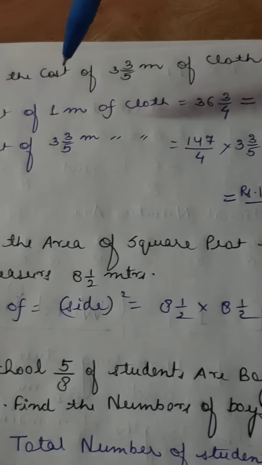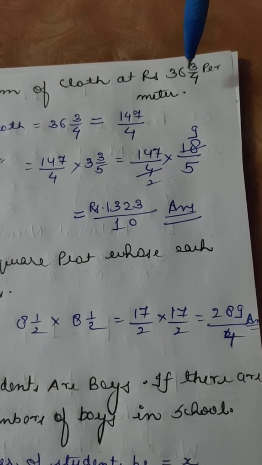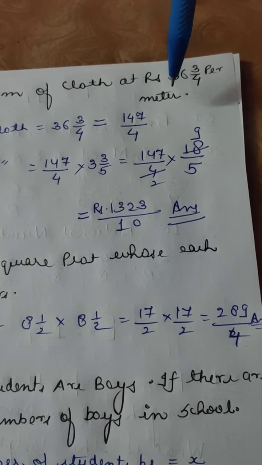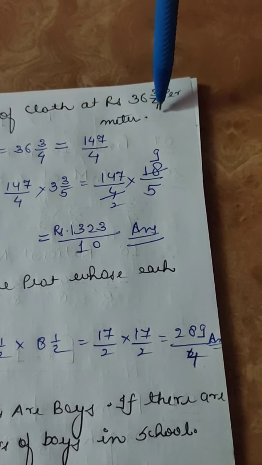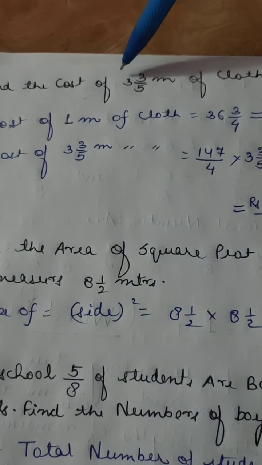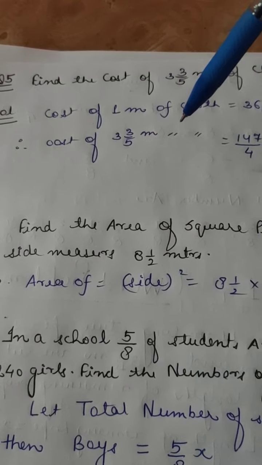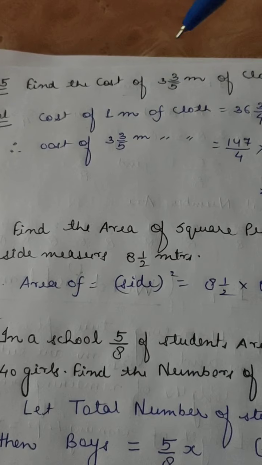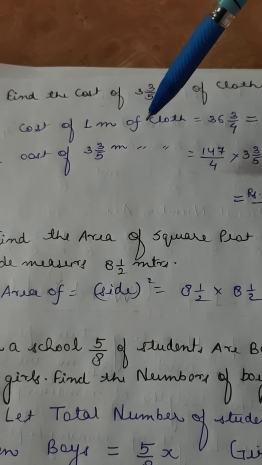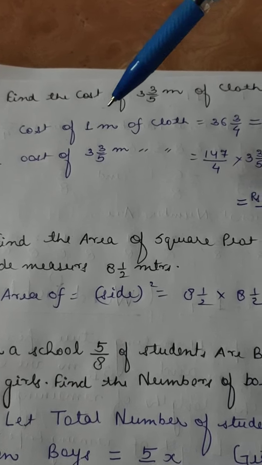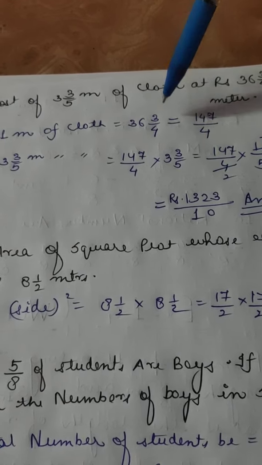Question is, find the cost of 3 by 5 meter of cloth at rupees 36 3 by 4 per meter. It has been given that cost of 1 meter is 36 3 by 4. Then you have to find the cost of 3 by 5. Everyone knows the unitary method. Unitary method says if you know the cost of 1 meter, then you can find the cost of any meter. For example, cost of 1 meter is given as 36 3 by 4.